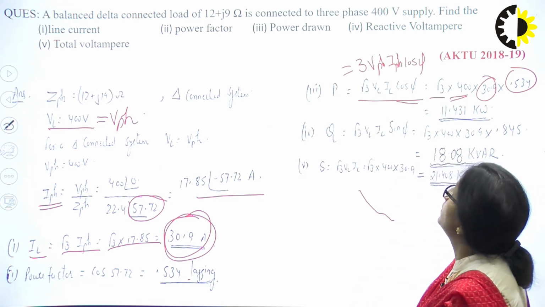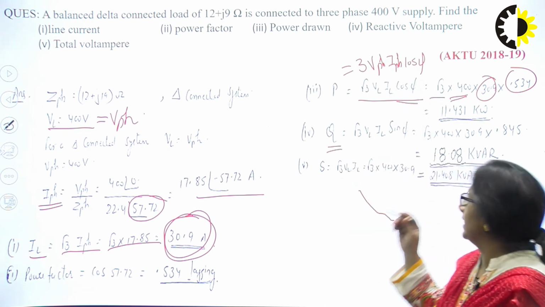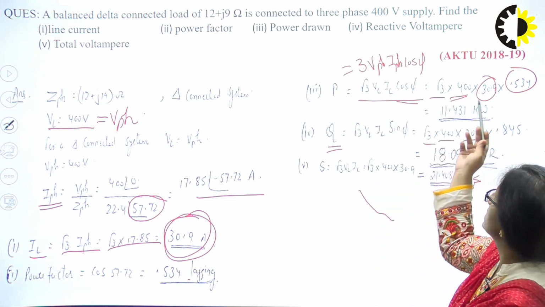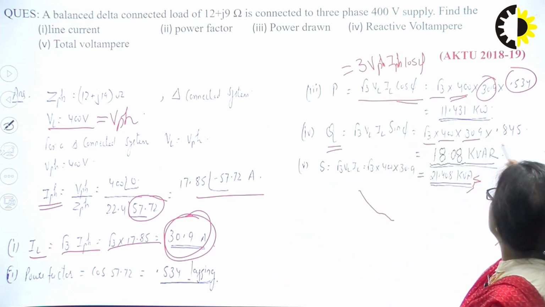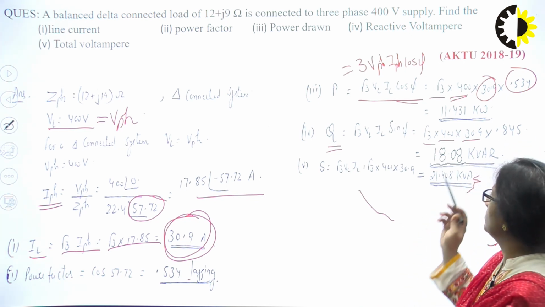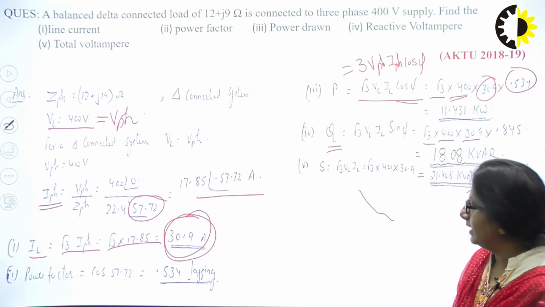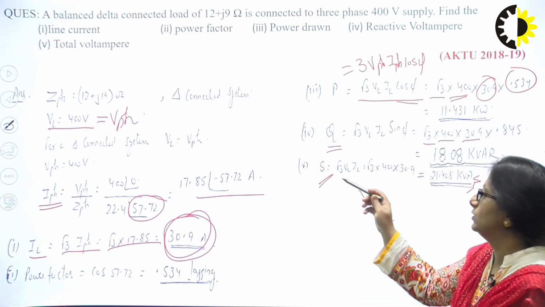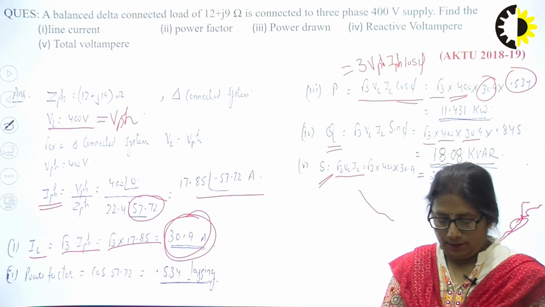Then the reactive power, that means reactive volt ampere, given by root 3 VL IL sin phi. Once again, root 3 VL is 400, IL is 30.9, cos phi is 0.534, so we can find the sine of this angle, that is 0.854. So the reactive power becomes 18.08 kVAR, kilovolt ampere reactive. The last thing, that is the total volt ampere or the apparent power, that is given by root 3 VL IL. It is going to be 21.408 kVA.